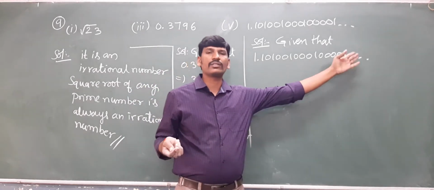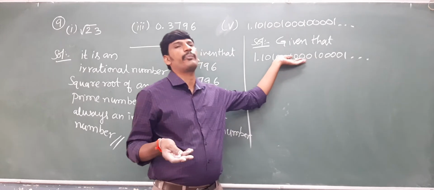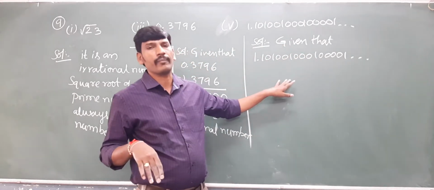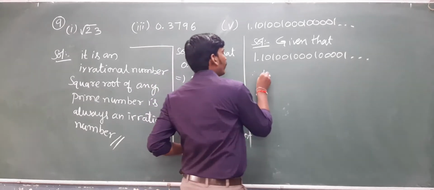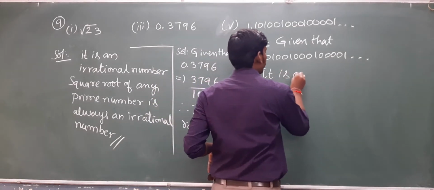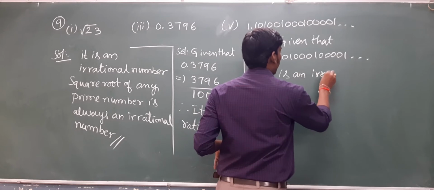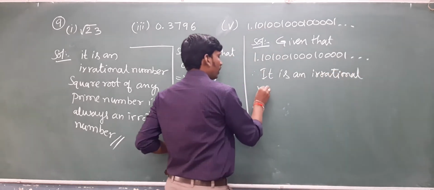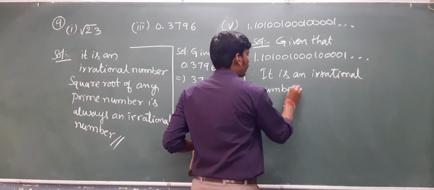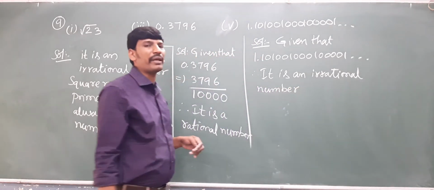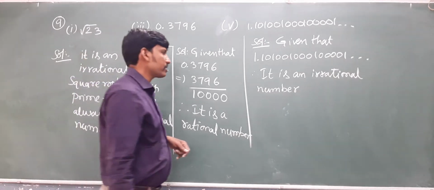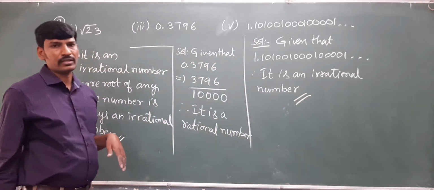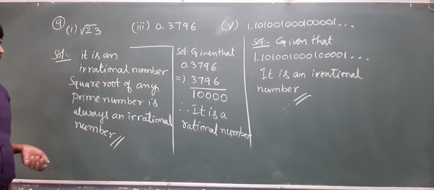Next 5 zeros, 1 lakh. There is no repetition here. A particular block is not repeating here. So therefore it is an irrational number. Just keep it in mind always. There is no particular block repeating. Clear, my dears? That's why it is an irrational number. Is this clear, my dears? Please note this down.